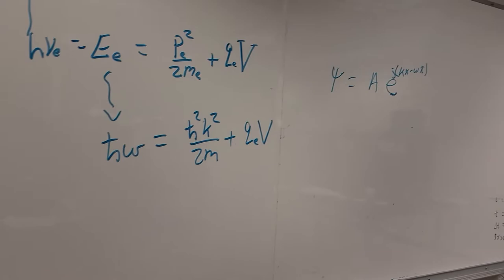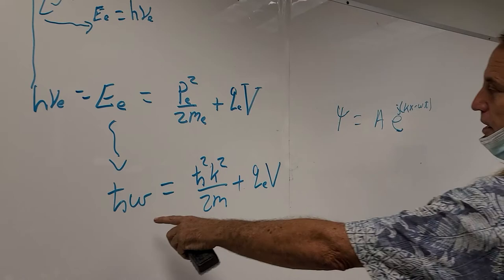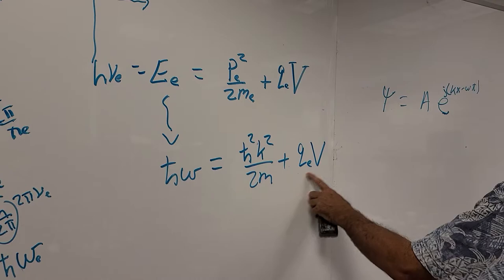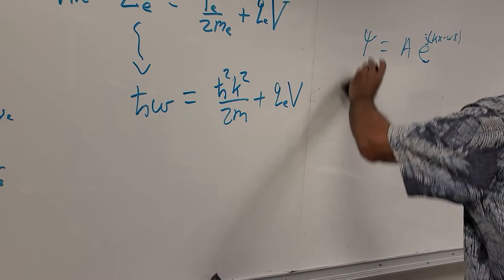And I know that the energy of the electron is this, and it's equal to this from the de Broglie equation, and I know this is the potential. So the total energy is kinetic plus potential energy. So what do I do? The question is, what do I do to this function to generate h bar omega?